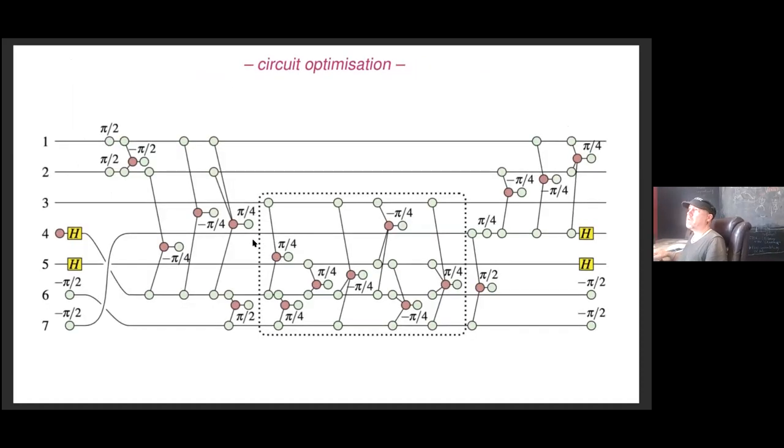So what's been the result of that? There are many, many papers about it now. I said some names like Alex Kissinger, John van de Wetering, I think Ross Duncan has some, Kang Feng Ng, Niel de Beaudrap. So basically what you do is you take a quantum circuit, you break the CNOT gates down into little pieces, you replace your phase gates with these phase spiders, because that's what they are.